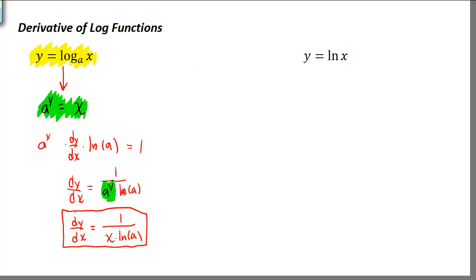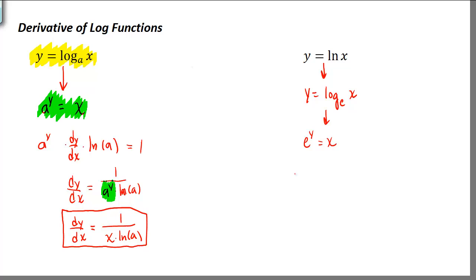To do the same thing over here with our natural log, we could either just use this rule or go through the same process. Either way, we should get the same result. Let's go through the process again just to get the hang of it. ln of x is basically just log with a base of e. So if we were to rewrite that, we'd have e to the y is equal to x.